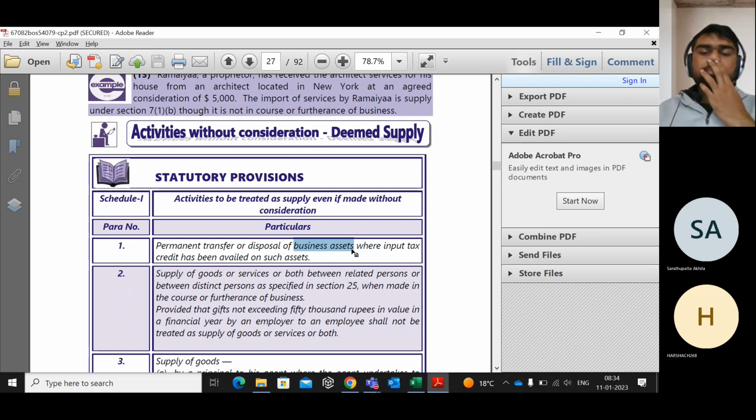Business assets. Some people will think these business assets are only fixed assets. Here they have not classified the meaning of asset like this, that asset only includes fixed assets. It is all business assets on which input tax credit has been availed. Permanent transfer or disposal of business assets, not only fixed assets, current assets also, where input tax credit has been availed on such assets.